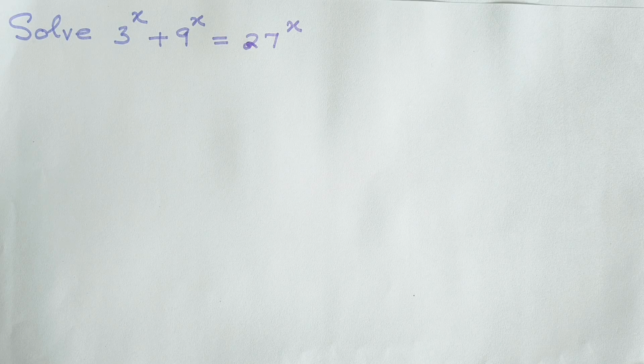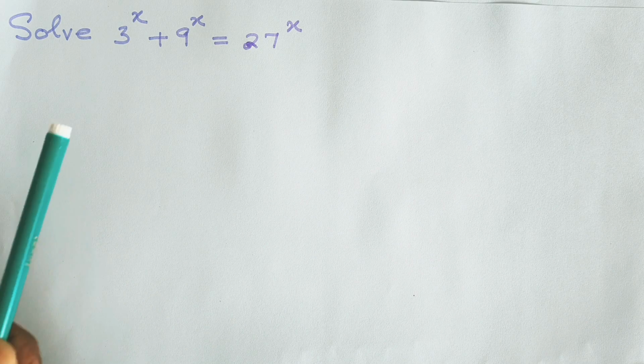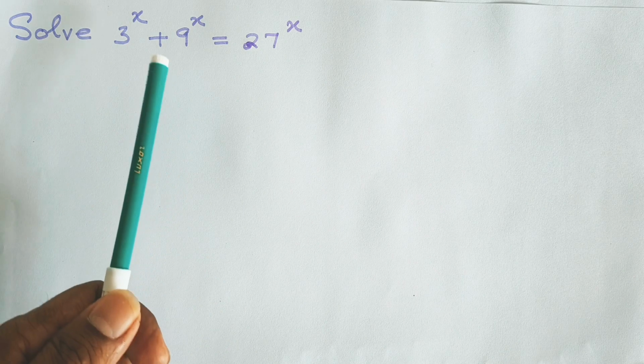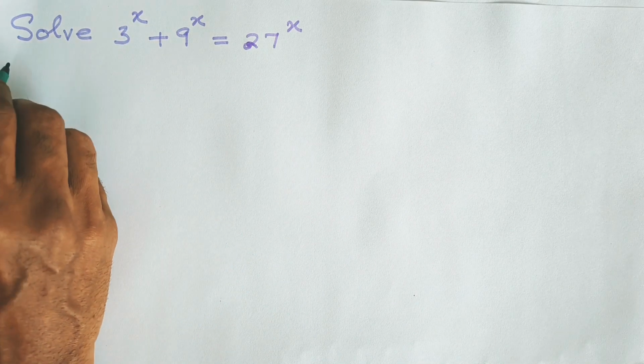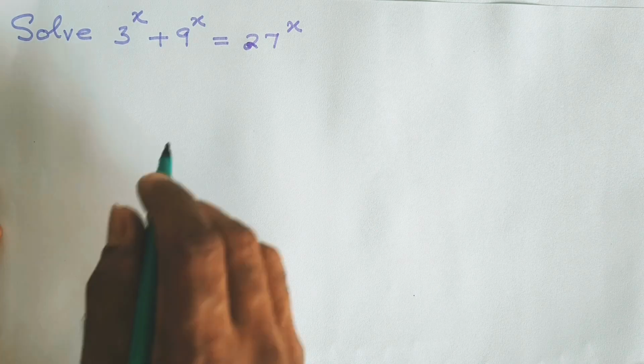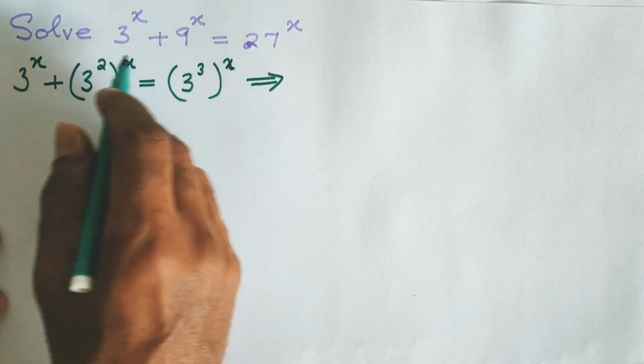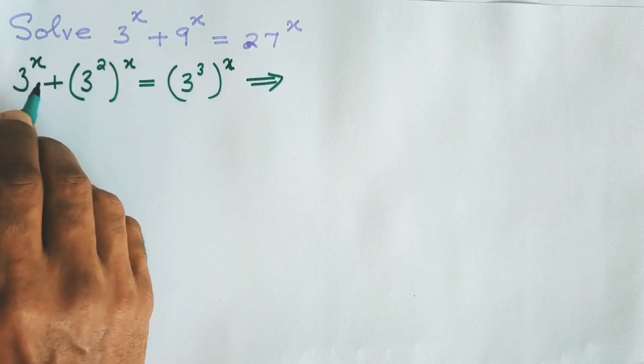Hi friends, in today's video, we are solving an exponential equation: 3 to the power of x plus 9 to the power of x equals 27 to the power of x. First, let me rewrite the equation as follows. See, the base figure is a power of 3, so I'm rewriting like this.